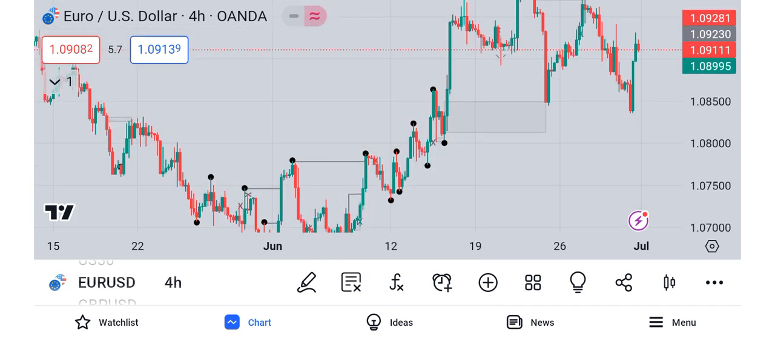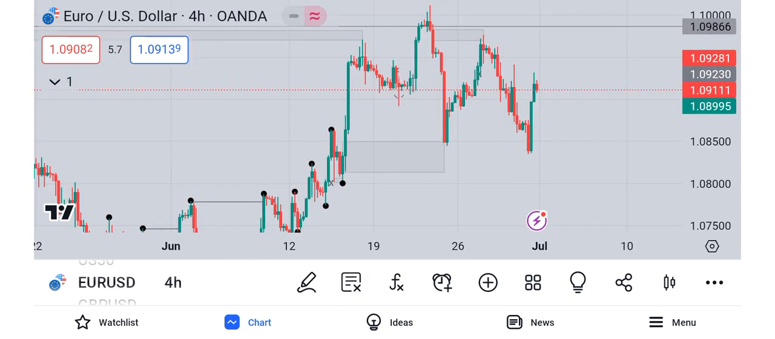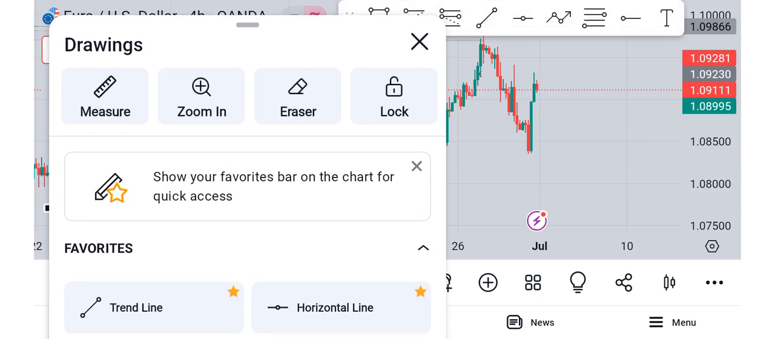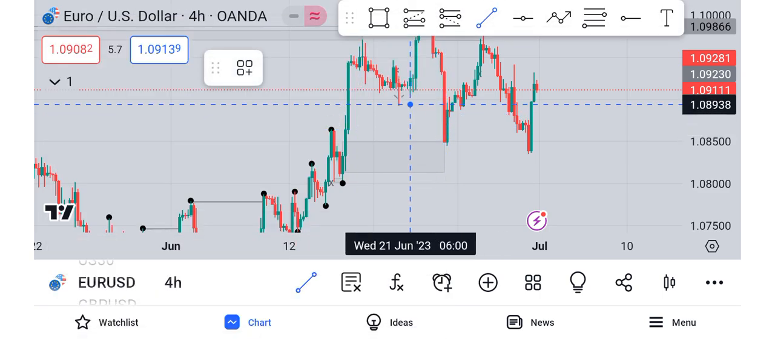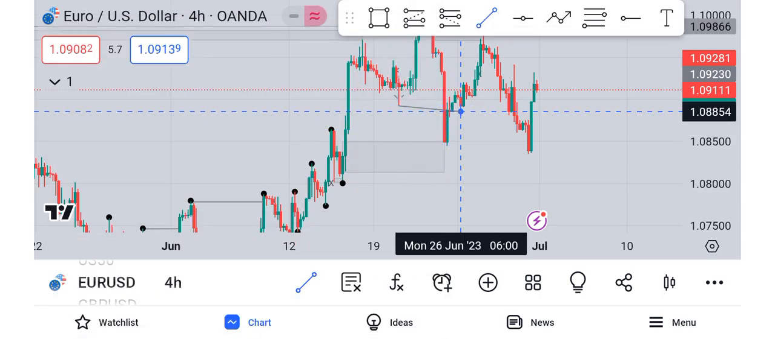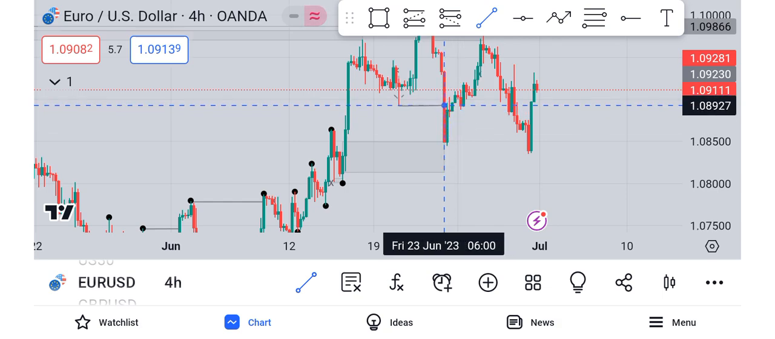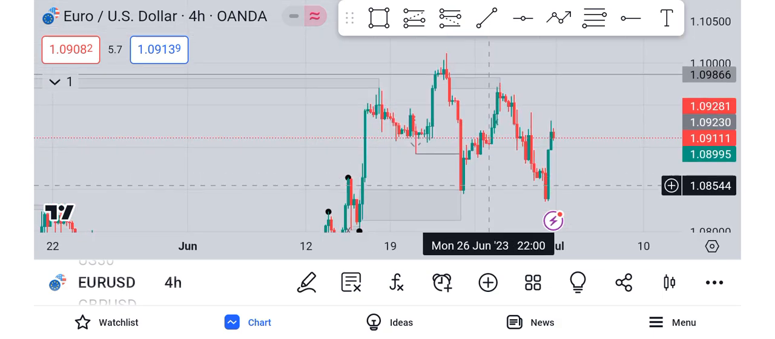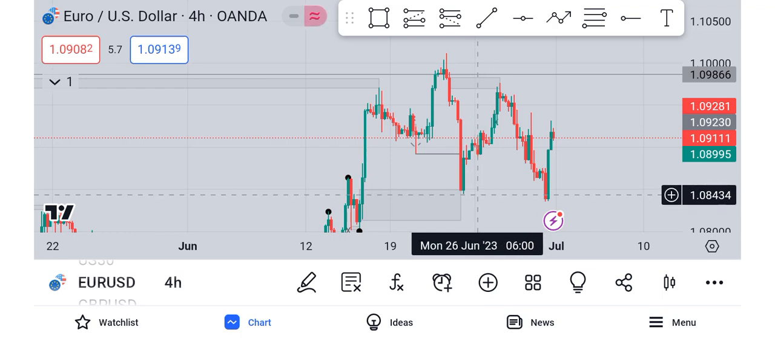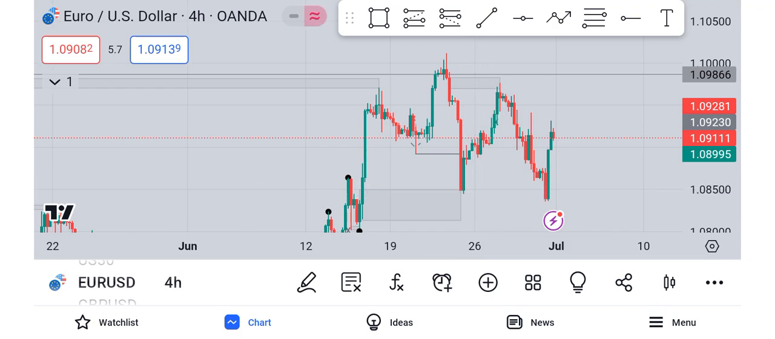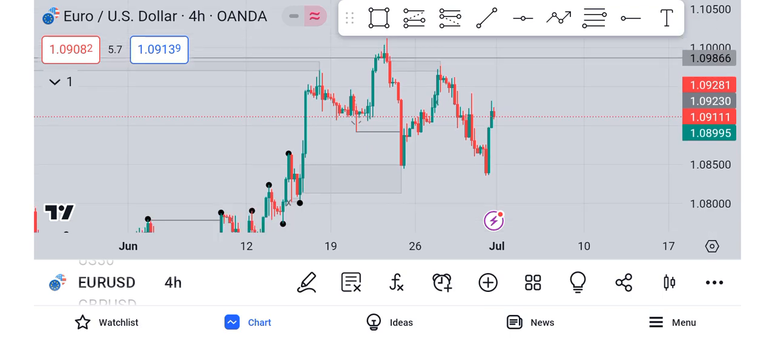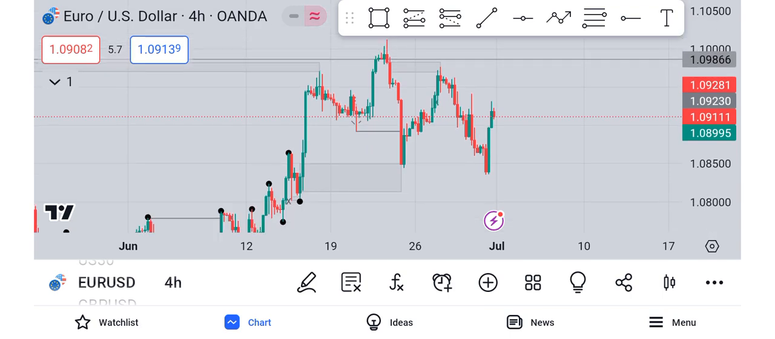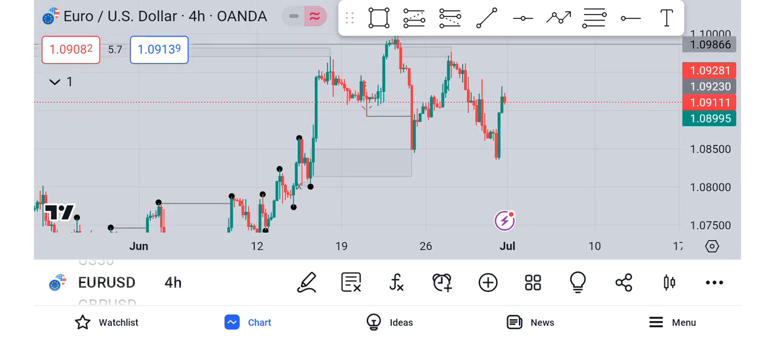So maybe this is a QM. Let's mark it. This is a QM, because this low was supposed to be respected and gets taken out. So price took it out, then came back to take this low out again. So this is just showing us that this is bearish. We are going to be bearish.